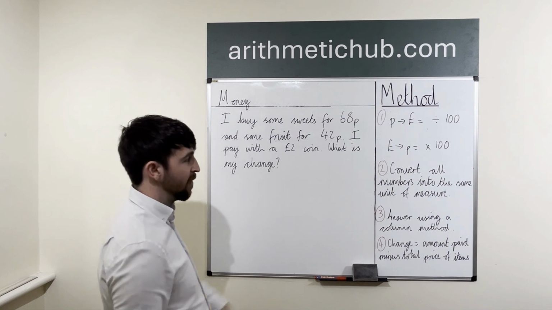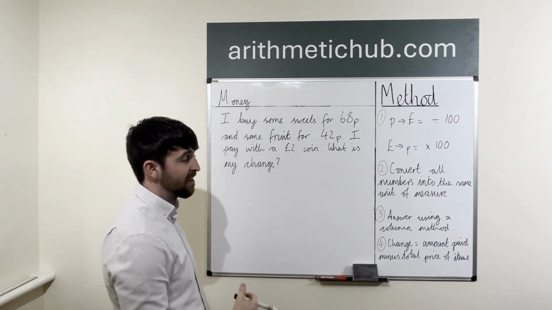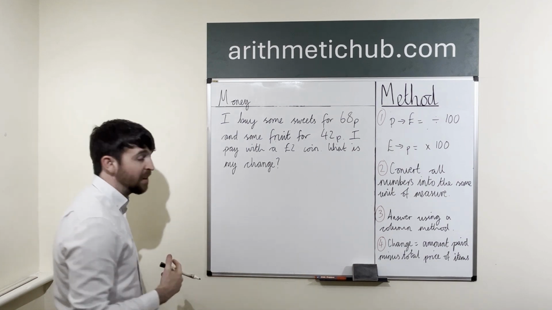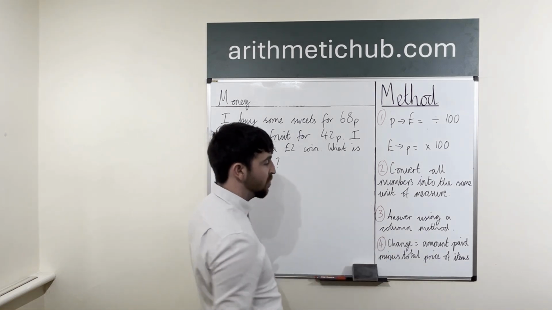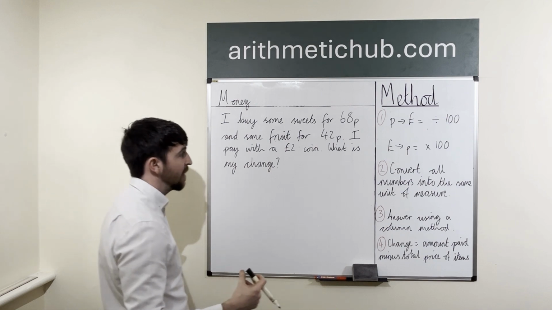We know we need to be able to convert between pounds and pence and how we do that. We know we need to convert all the numbers into the same unit of measure when we're working with it. We know that answering using a column method is going to help us when we're doing additions or subtractions. But finally, it also says change is the amount paid minus the total price of the items.